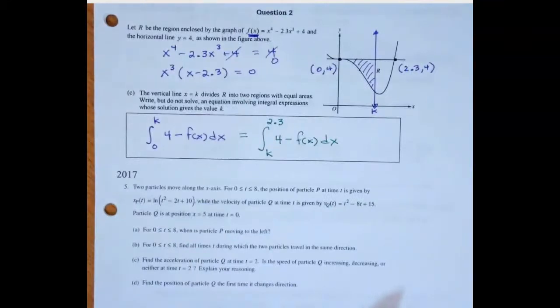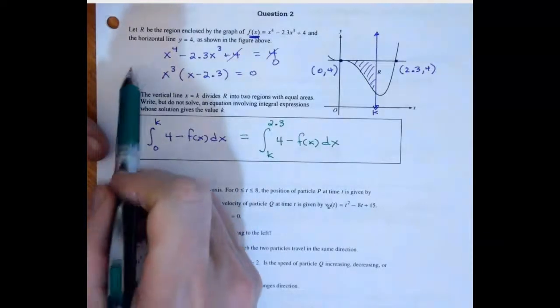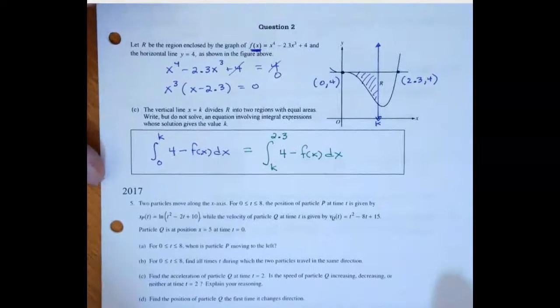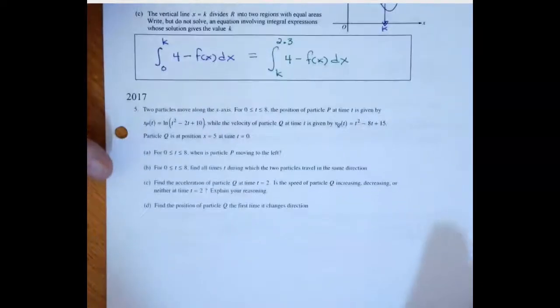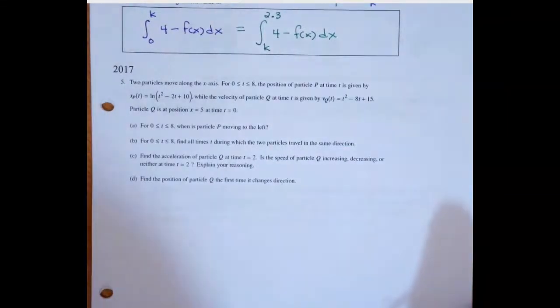That's the answer. So those are multi-part questions. I left off part A and B because the notes are already long and you need to review those, but I don't have the year for that question on there. But here's another one, the 2017 AP test.